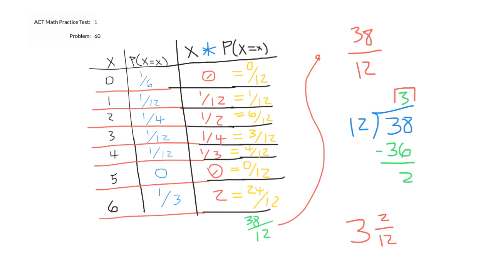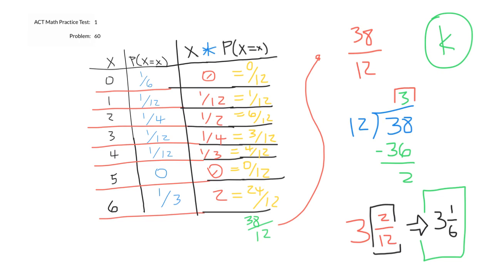And some of you might be wondering, well, that doesn't show up in the answer choices, but in reality, it kind of does because that could be rewritten as 3 and 2 over 12. And what is 2 over 12? Well, that could be reduced to 1/6, right? So that is why the answer is K.